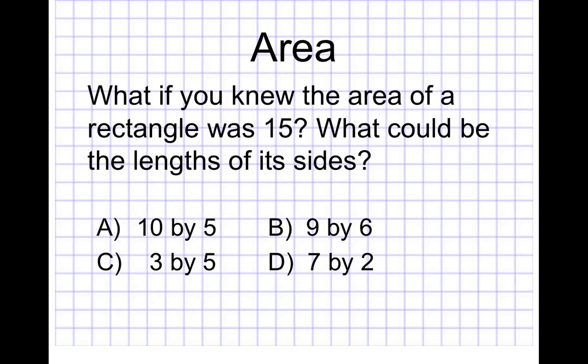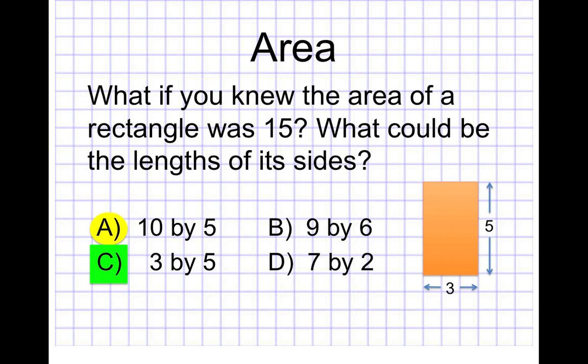What if you knew the area of a rectangle was 15? What could be the lengths of its sides? The only correct answer is 3 by 5. A 3 by 5 rectangle would cover up 15 squares, since its two dimensions were 3 and 5, and 3 times 5 is 15. None of the other choices work. For example, a 10 by 5 rectangle would cover up 50 squares.